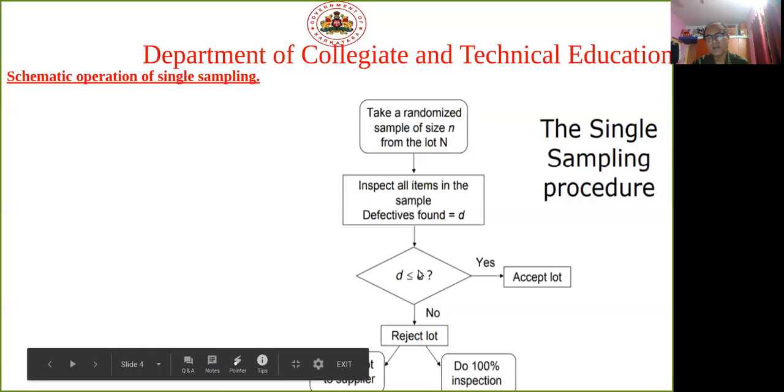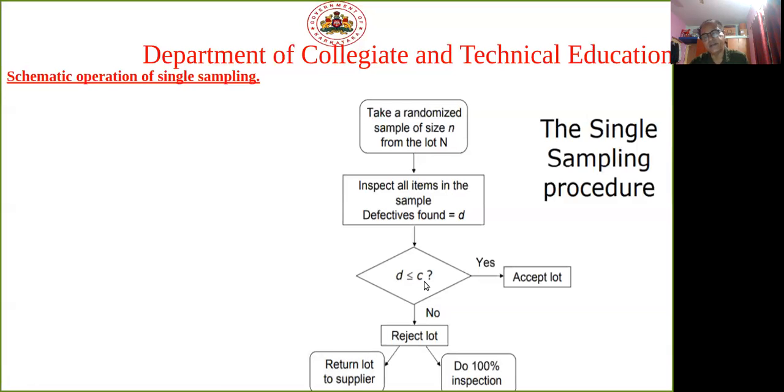This acceptance number comes at the final stage, because of the understanding between the producer and the customer. They will decide whatever the value may be. Say 5 is the sample size.